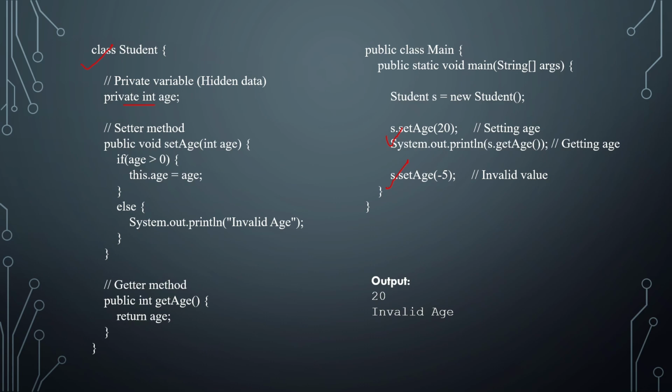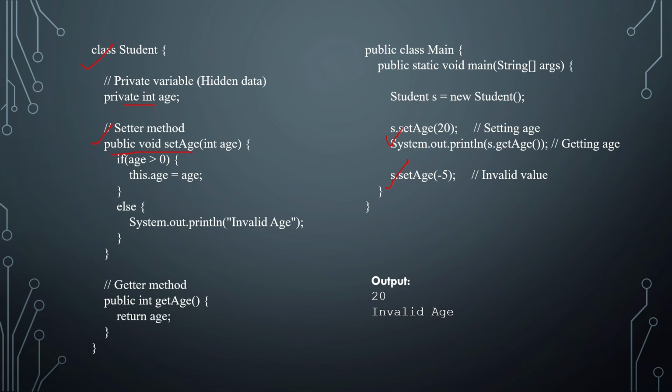So now the question is, if we cannot directly access the age variable, then how do we set the value or read the value? The answer is using setter and getter methods. First, let's understand the setter method. Here we have a method called public void setAge. This method is used to set or to update the value of the private variable. In simple words, setter means setting the data.